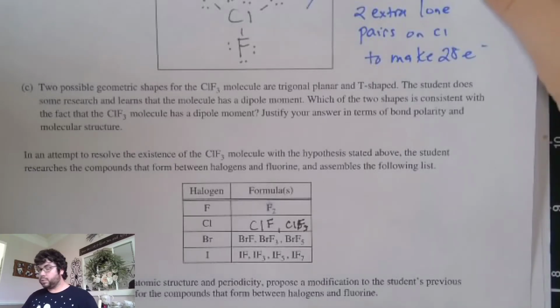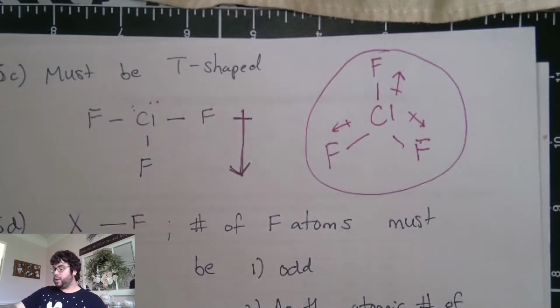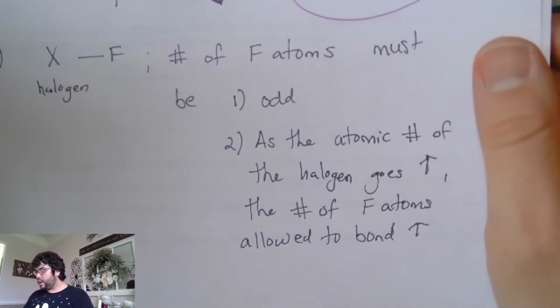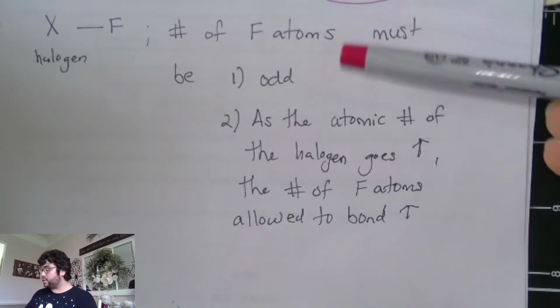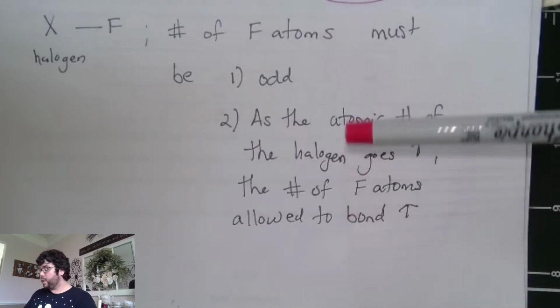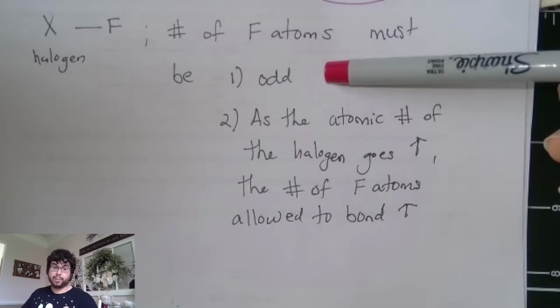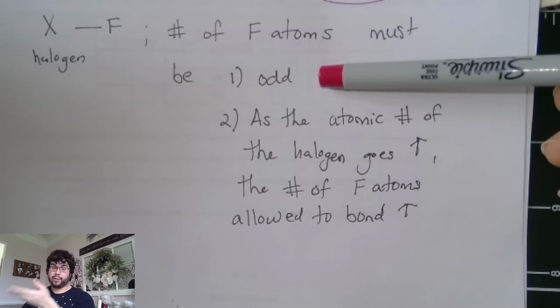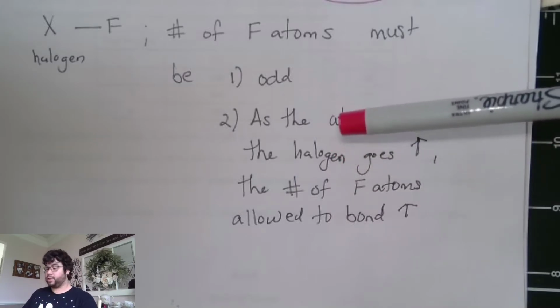They want to know, what's the logic? How can we change the hypothesis? So when you respond to this question, it's basically just writing a statement. Based on the evidence, the student can say a few things. Number 1, the number of atoms of fluorine on that central atom is always odd. You have 1, 3, 1, 3, 5, 1, 3, 5, 7. So fluorines are always going to be oddly numbered bound to the other halogen.